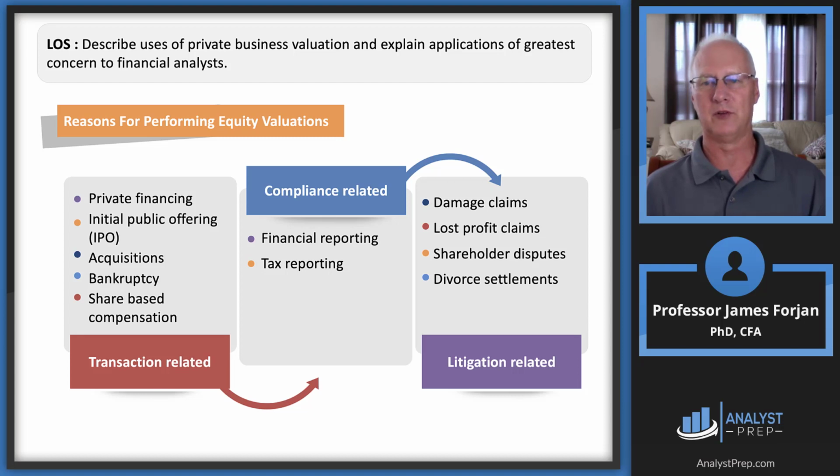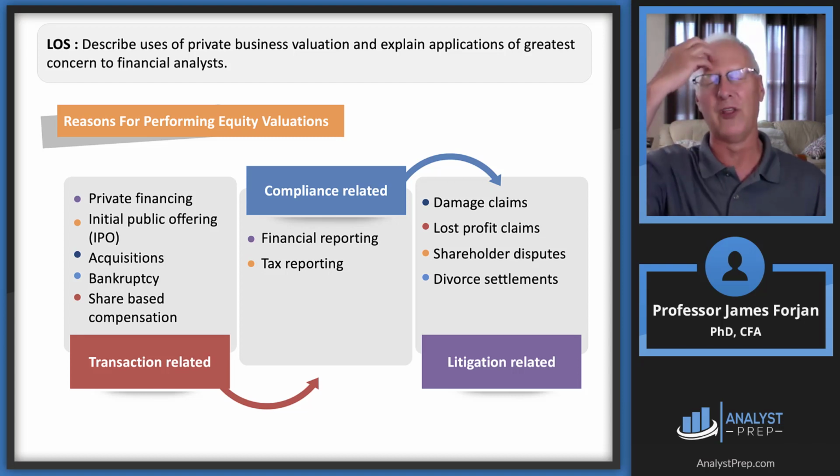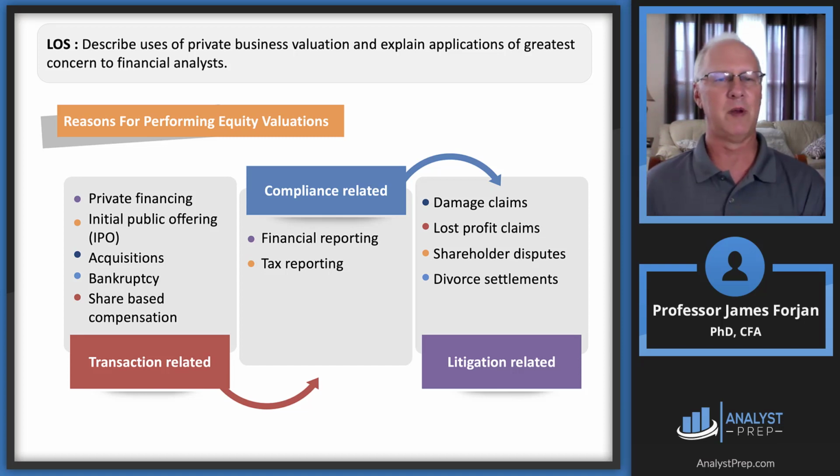Damage claims, lost profit claims, shareholder disputes. I mean, this happened in Ewing Oil all the time. The 10 or 12 family members were always fighting. And then divorce settlements. Sue Ellen Ewing and J.R. Ewing divorced, and she said, "J.R., I want half of your ownership." And of course, he was saying there's no way that's going to happen. And so they had to value his portion of Ewing Oil.